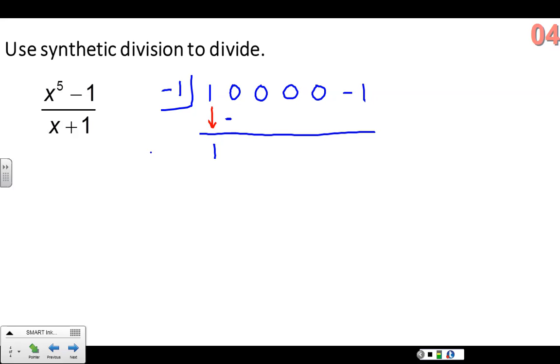1 times negative 1 is negative 1. Add that column, you get negative 1. Negative 1 times negative 1 is 1. Add that column. I get a 1. 1 times negative 1. Add the column. Negative 1 times negative 1 is 1. Add the column. 1 times negative 1 is negative 1. So add that column, I get negative 2. Block that off as my remainder.